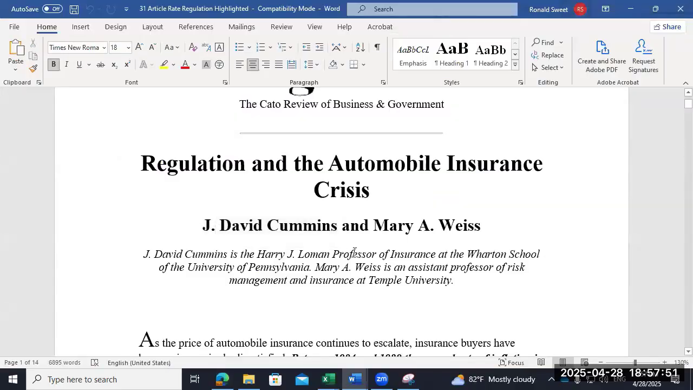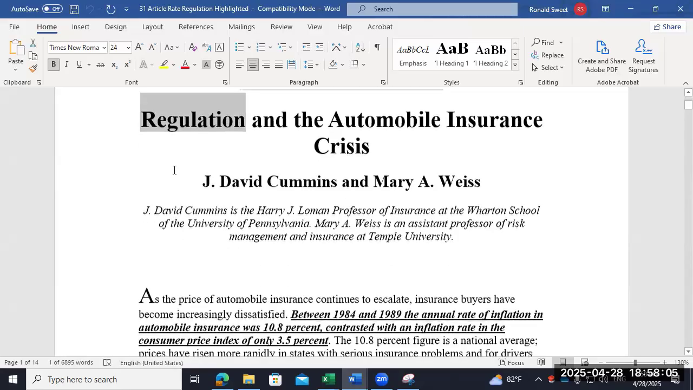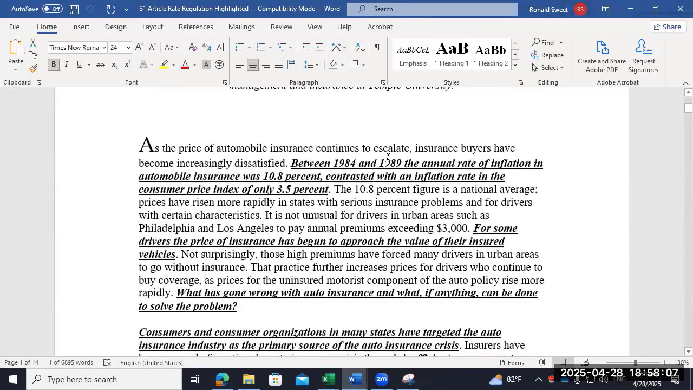But essentially, what Cummins and, I don't know, Mary Weiss are asking is, why are there so many problems in the auto insurance industry, and is regulation helping it or hurting it? That's their argument. It's a very old article, but their discussion makes a lot of sense.